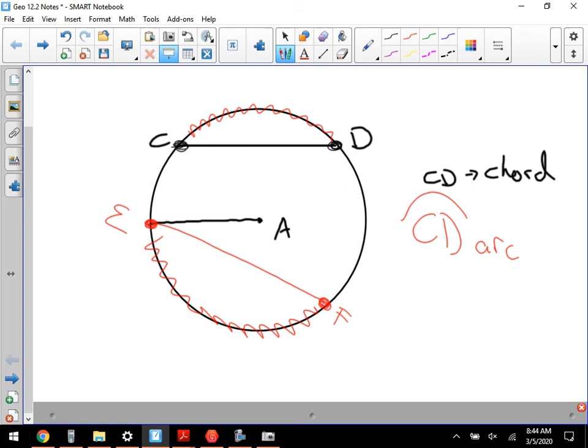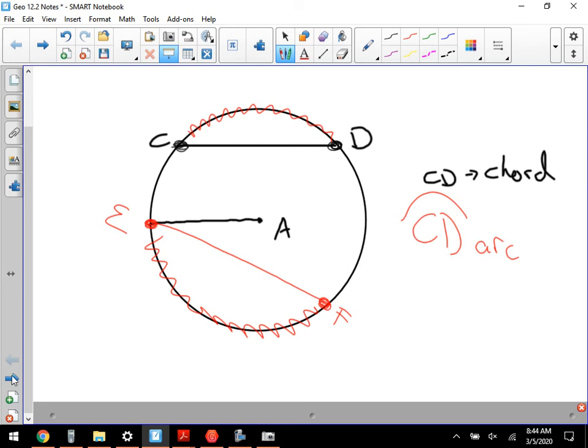Chords create arcs, just like we had diameters. A diameter did what to a circle? Do you remember? Split it in half. So the diameter split a circle in half. If you think about degrees then, it split the circle into how many total degrees? 180. Okay, so that's how this stuff works.